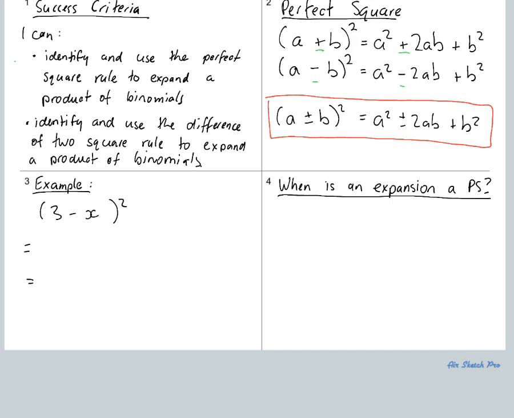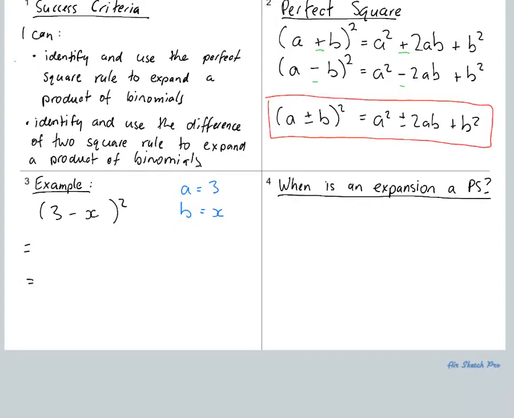Let's have a look at an example. This example here is 3 minus x all squared. Now, I'm just going to put some explanatory notes in blue. I wouldn't necessarily ask you to write these all the time unless you think it would be useful. So let's identify A. A is the first thing, so that would be 3. B is the second term, and that would be x. So in our formula, we are simply going to utilize this rule here, but substitute 3 instead of A, and substitute x instead of B.